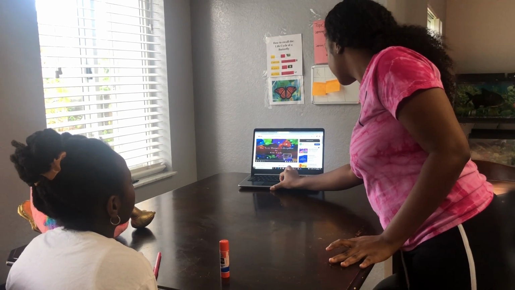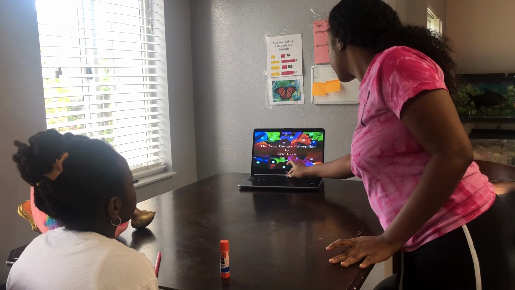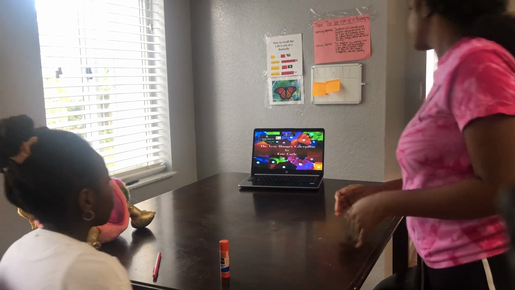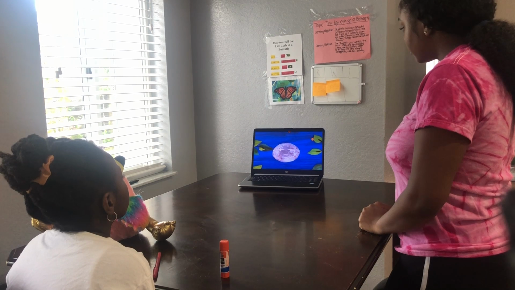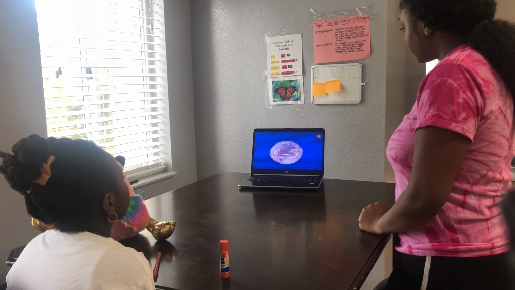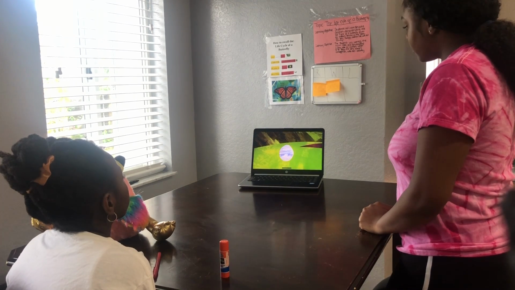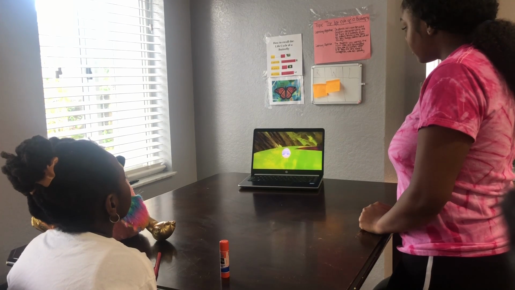The Very Hungry Caterpillar. In the light of the moon, a little egg lay on a leaf.